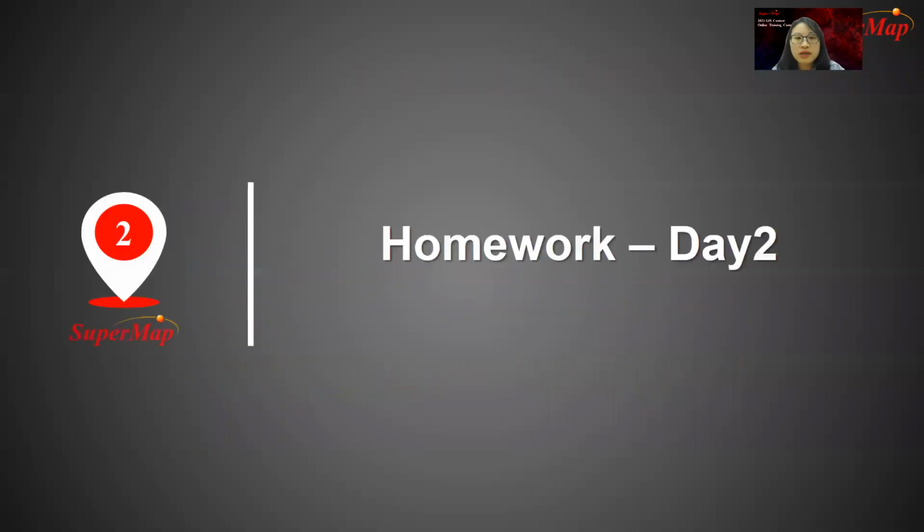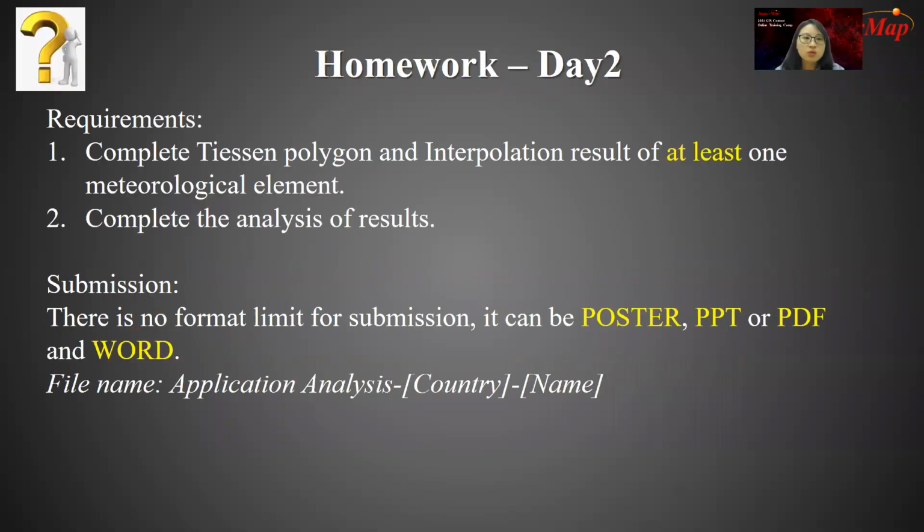And as for the homework, the homework for you is to complete the Thiessen polygon and the interpolation result of at least one meteorological element, such as the precipitation, temperature or others. You need to complete at least one meteorological element, and then complete the analysis of the results. The formats are not limited for you. You can create a poster or PowerPoint or PDF or Word, anyone is okay. So just make the file name like this.